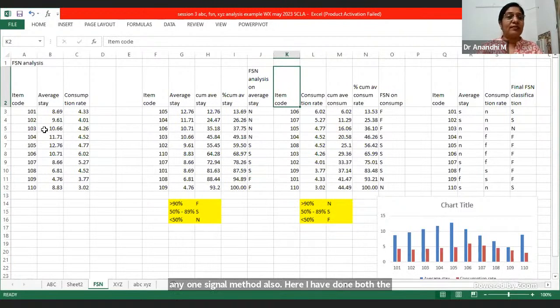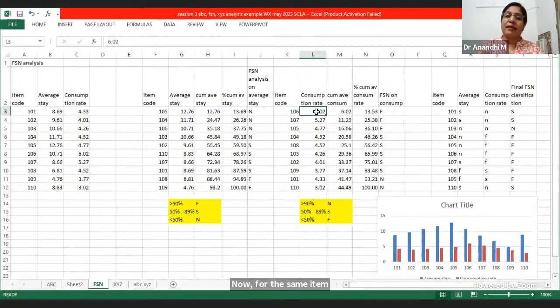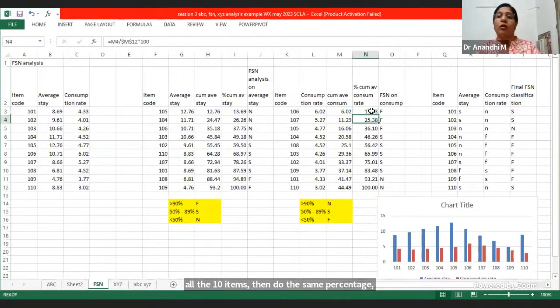Now let us see, for the same item codes, we take the consumption rate and the same logic again: the highest consumption rate first to the lowest consumption rate for different item codes. Then again, the same cumulative average consumption rate is added, and you come to a cumulative figure for all the 10 items. Then calculate the same percentage of that item towards all the items. You will get a percentage here.